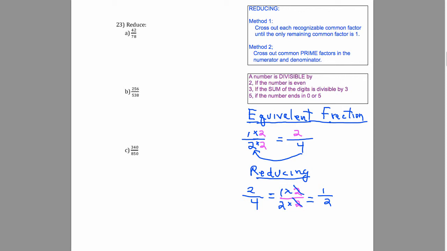Let's start with part A, 42/78. Are there factors that you see that are common to 42 and 78? Well, probably yes, because both numbers are even, and when both numbers are even, 2 is a factor. So let's rewrite 42 as 2 times something, and 78 will be 2 times something.